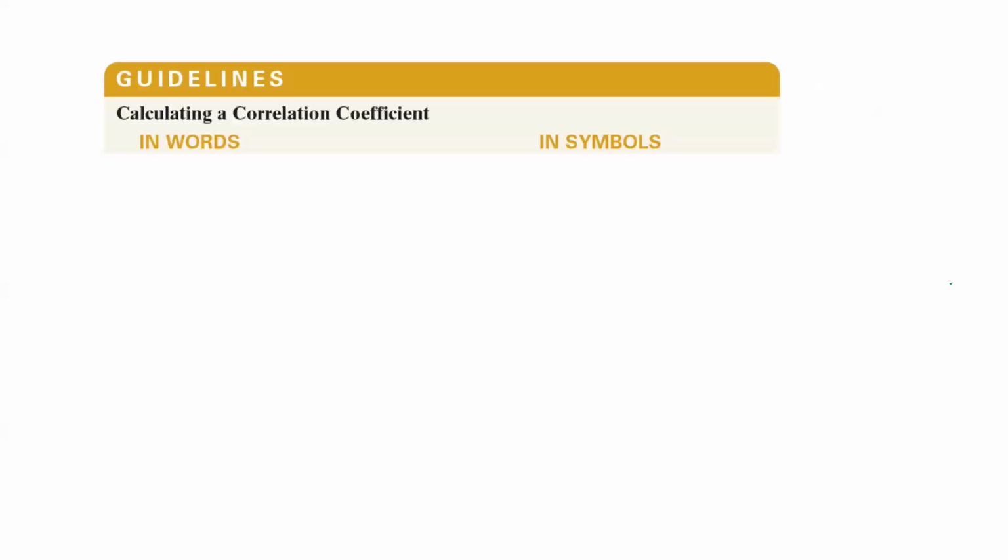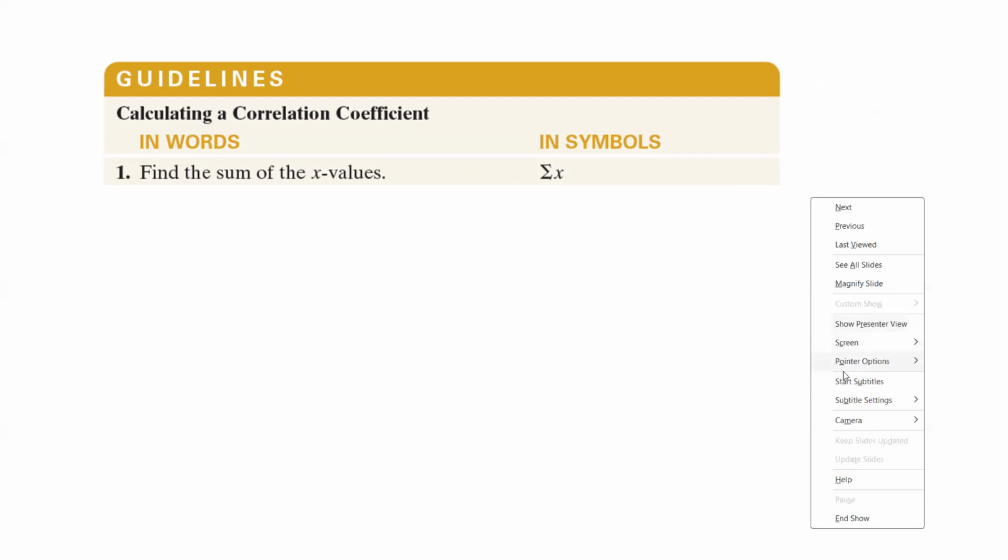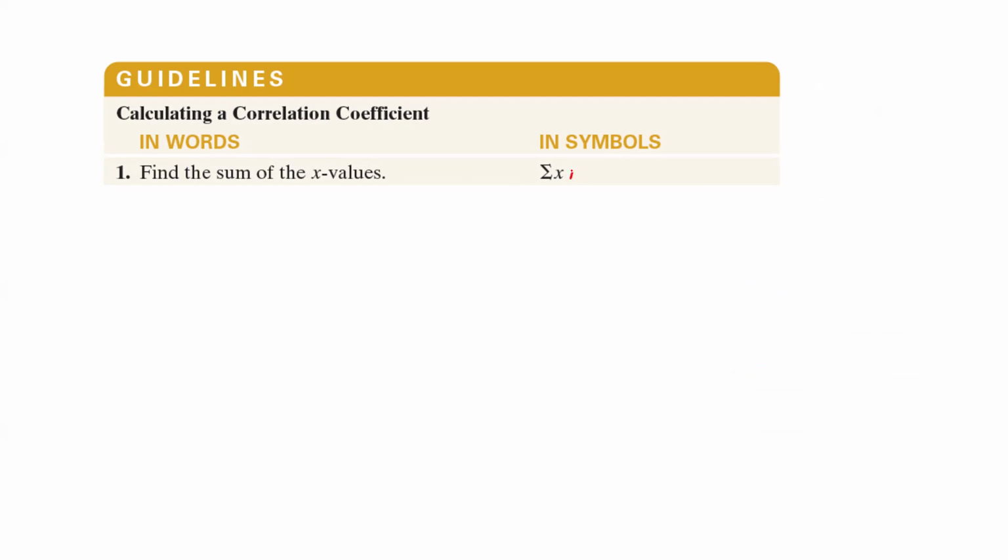Steps in calculating correlation coefficient. First, find the sum of the x values. So whatever your list of x values, you need to add them all together. Add all x values. This symbol, sigma, means addition. Then you're going to add all y values together as well.